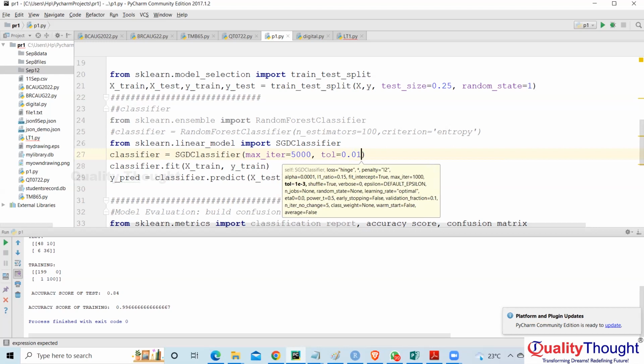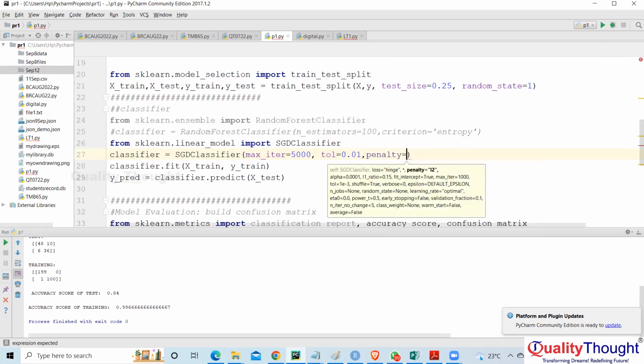Okay, 0.01, 0.001. The more value you give, the more accurate your result is going to be. But at the same time, you should not be overfitting. Another factor is called penalty.